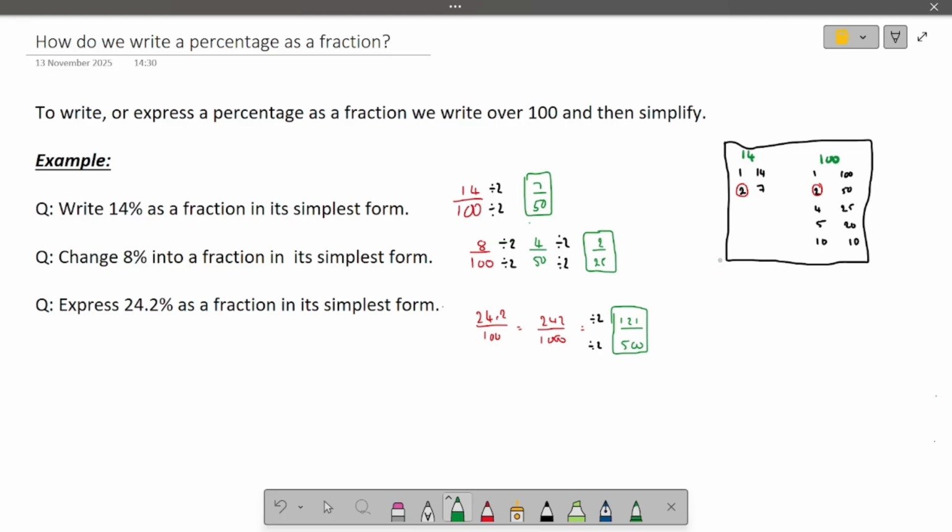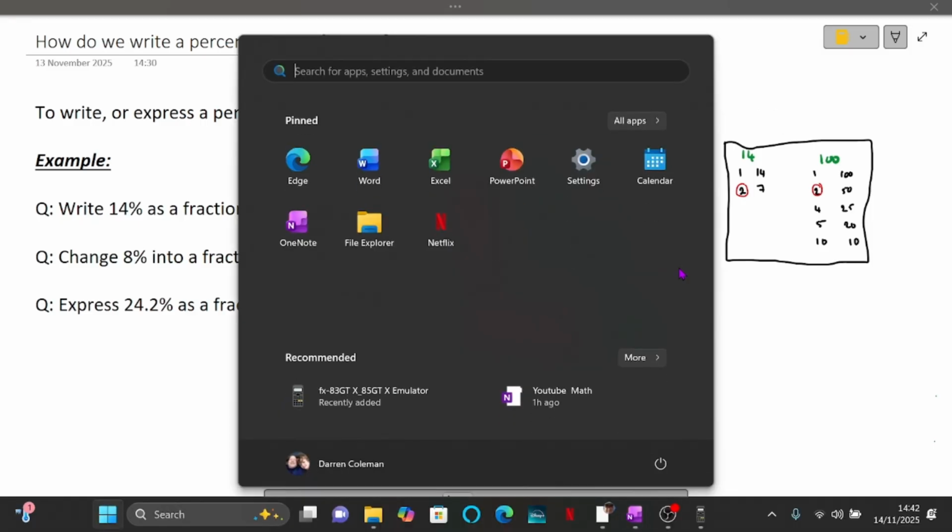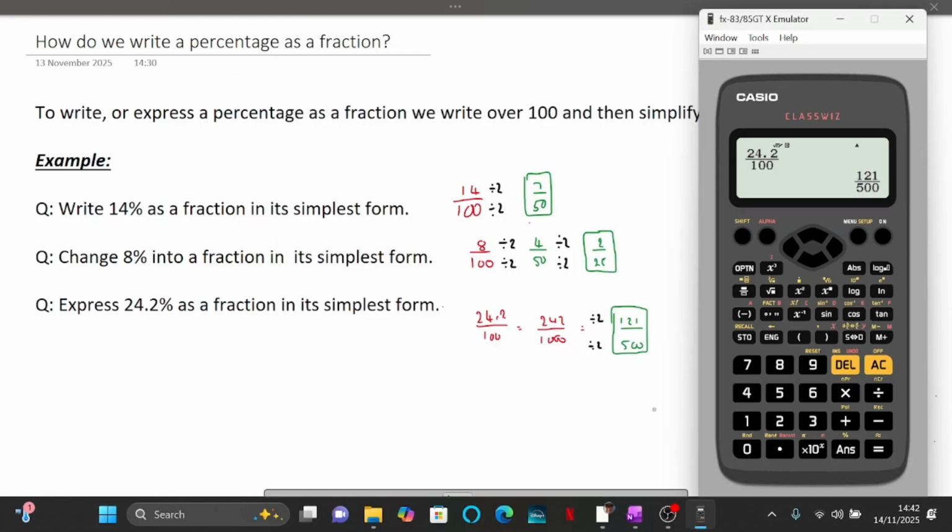As I've already said before, you can just put these into your calculator, okay? And your calculator will do all the heavy lifting for you. I've already put the third one into the calculator to demonstrate this, which looks like this. So 24.2 over 100 is going to simplify straight away to 121 over 500. Okay, so again, if you are in a calculator based exam, please do make use of that fractions button on your calculator. It's really, really important that you know how to use it and when to use it.